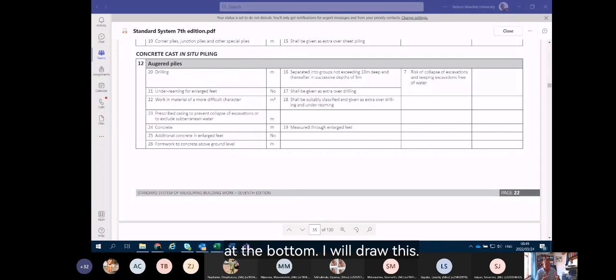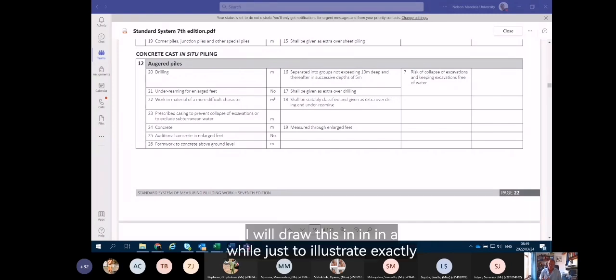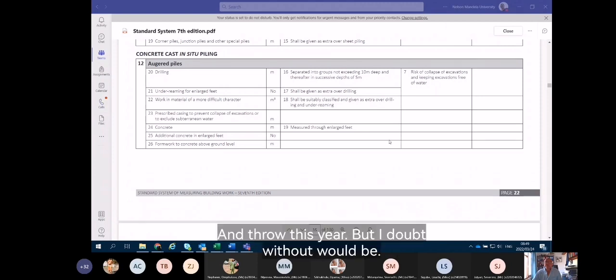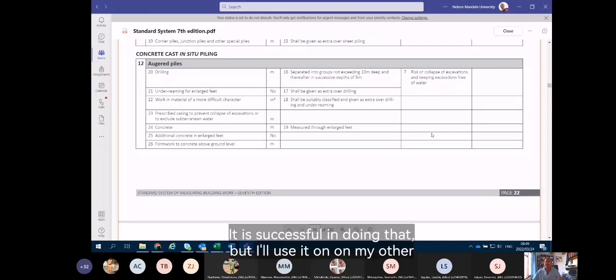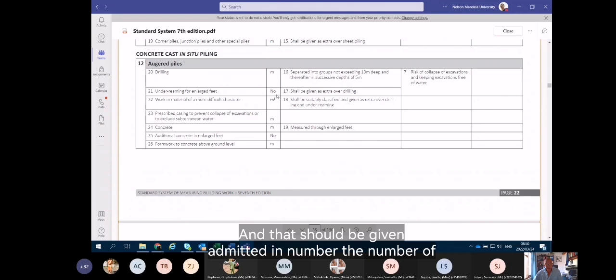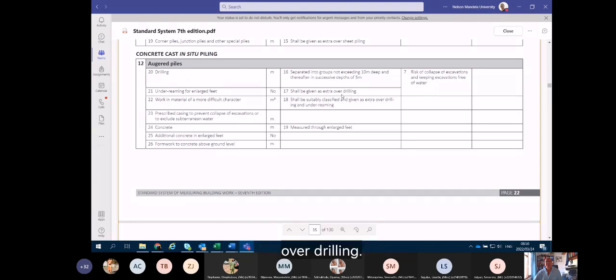I will draw this in a while just to illustrate exactly what it is that I mean. I could possibly try and draw this here, but I doubt whether I would be very successful in doing that. But I'll use it on my other device in a short while. And that shall be given, measured in the number of times that we under-ream, and it shall be given extra over drilling.